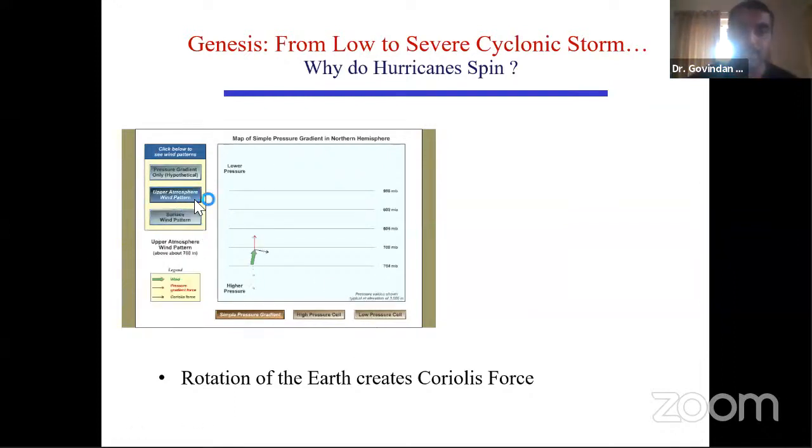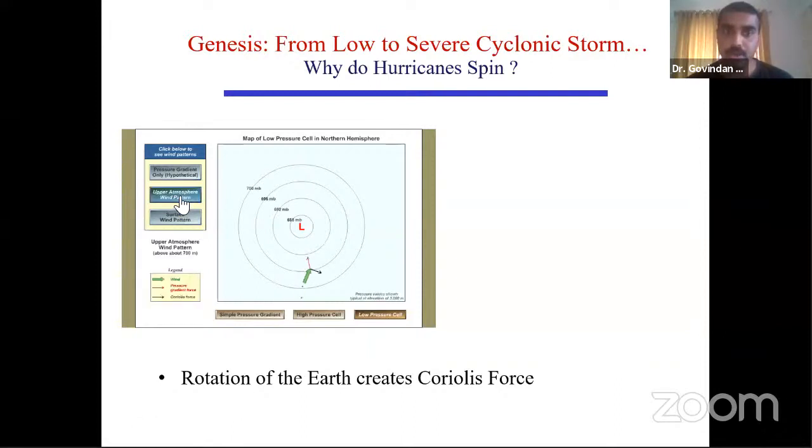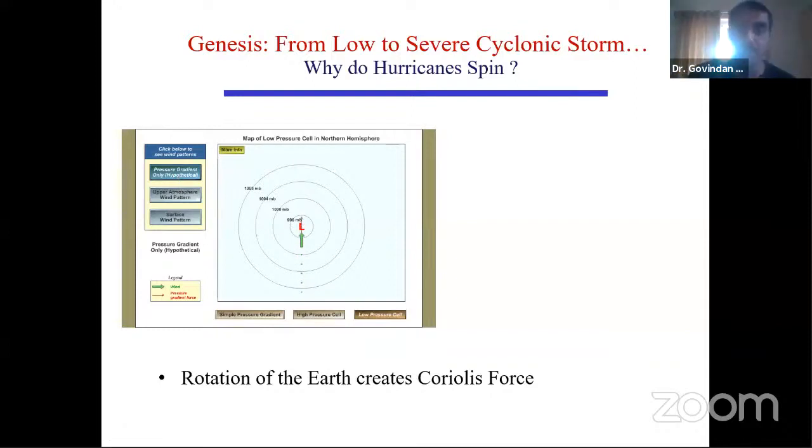This is a low pressure cell. So L is marked as a low pressure cell, a low pressure region. Now just imagine that there is a high pressure region outside. So the wind will blow from a high pressure region to a low pressure region, just like what you see in this figure. As I mentioned before, the force which is acting here is the pressure gradient force.